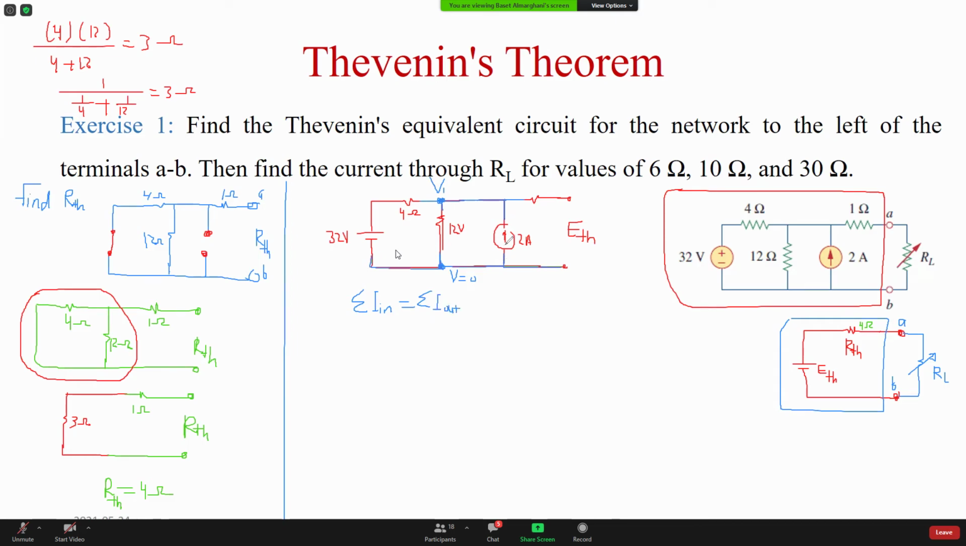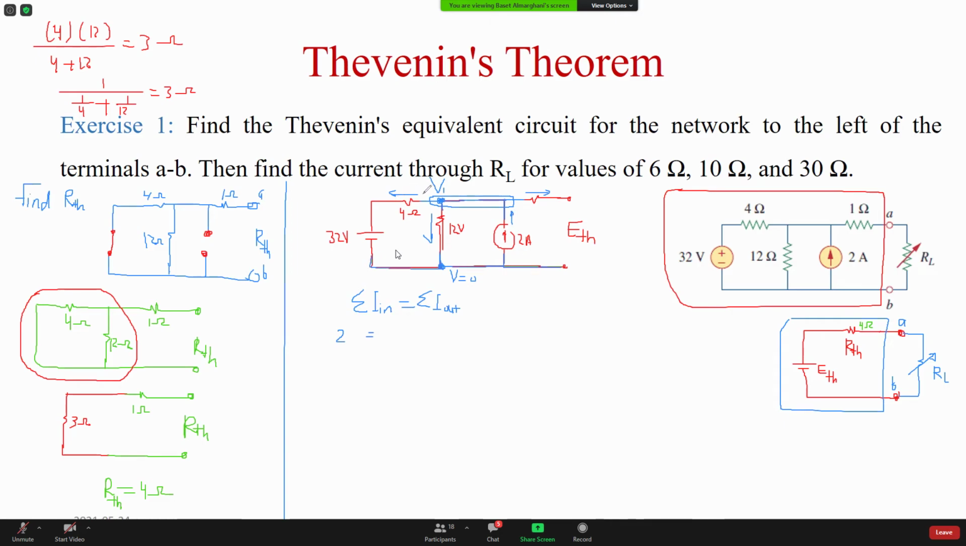Now any current coming, yes, the 2 ampere is actually going to the node. Now this is like one node. There's 2 ampere going to the node, so coming is 2. Now I have 3 other branches. One current is leaving this way, one is leaving this way, and one is leaving this way, and this one here is coming because it's given to me, it's coming.